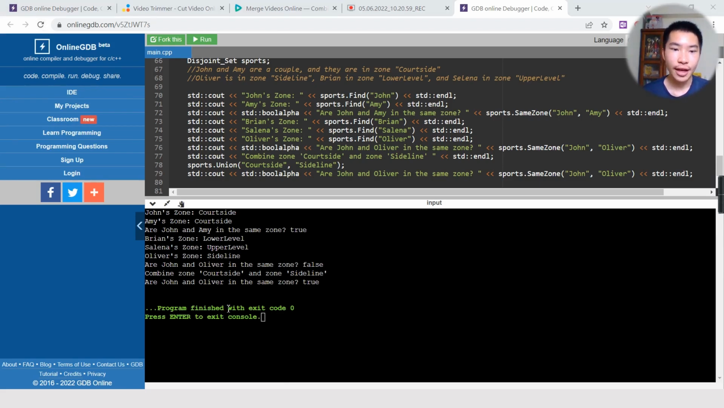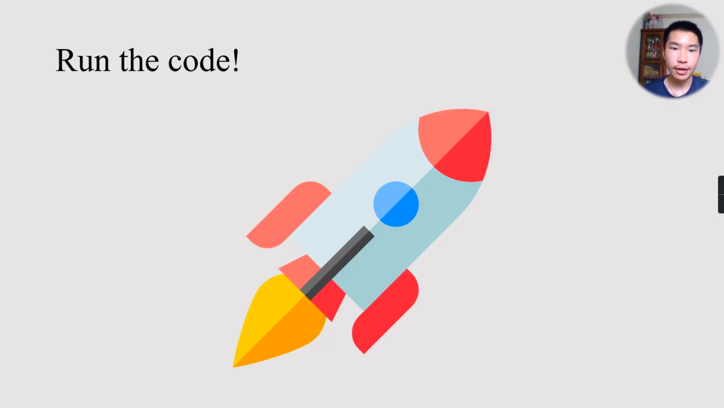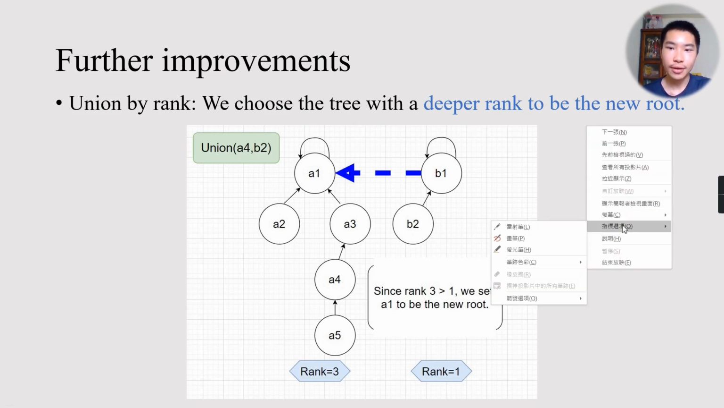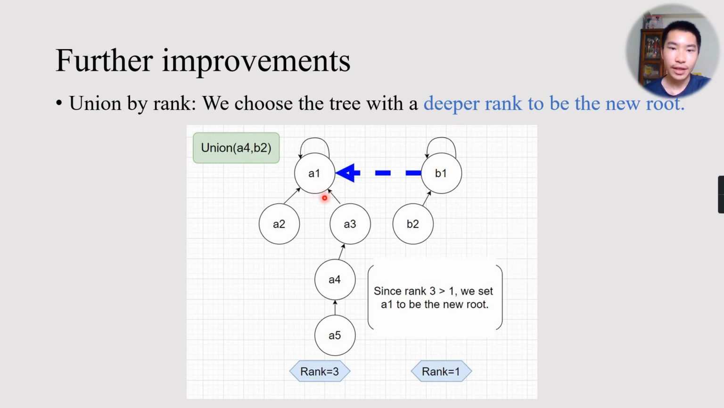After this demonstration, I believe you must have a better understanding of a disjoint set. And now let's go back to our PowerPoint. Are there further improvements to enhance the efficiency? Of course, you can use union by rank, which is to choose the tree with a deeper rank to be the new root. And that is the reason why I keep the rank of each tree in my operation. So in this case, since rank 3 is bigger than rank 1, we set A1 to be the new root if we want to combine these two subsets.